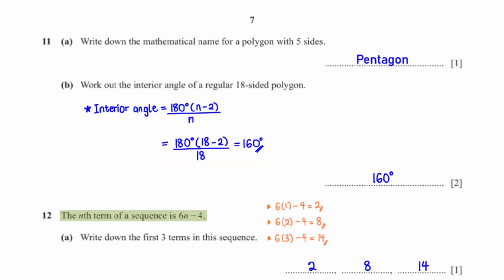The nth term of a sequence is 6n minus 4. Write down the first 3 terms in this sequence. For the first term of the sequence, we plug in n equals 1 into 6n minus 4. This gives us 2. For the second term, we have 6 times 2 minus 4, which is equal to 8. And for the third term, we have 6 times 3 minus 4, which is equal to 14. So we have 2, 8, 14.